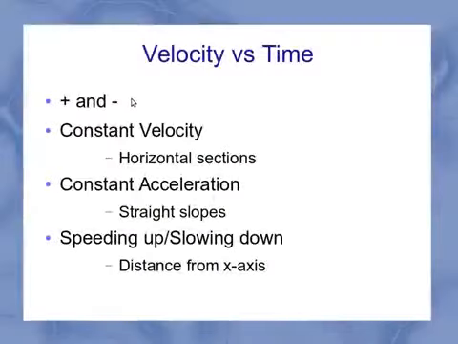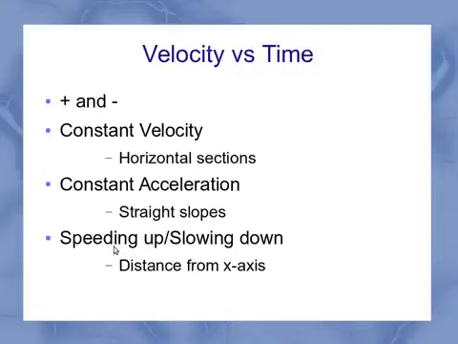So again, as a review, your positive and negative tells you which direction you're moving, forward or backward. Any horizontal sections are constant velocities. If you've got a straight slope, you've got a constant acceleration, with upward slopes being positive accelerations, downward slopes being negative accelerations.